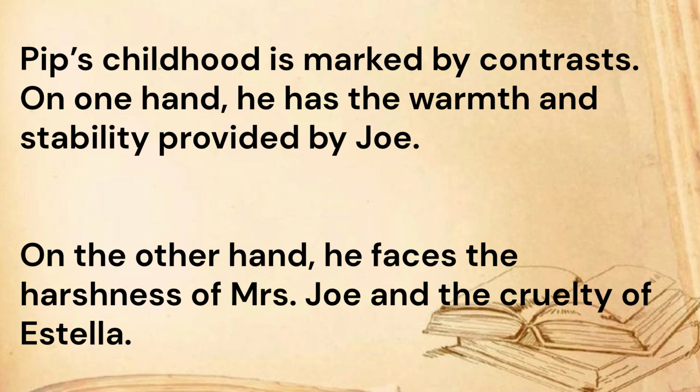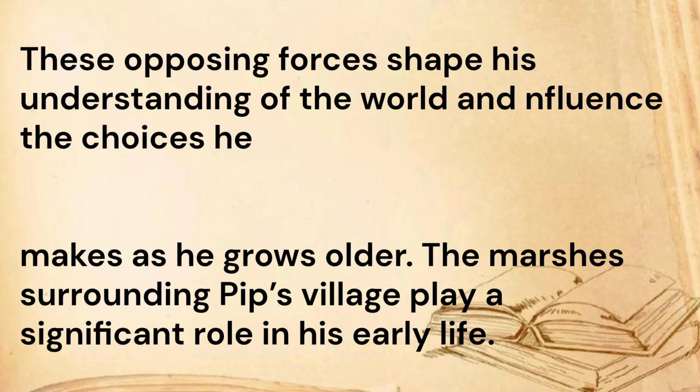Pip's childhood is marked by contrasts. On one hand, he has the warmth and stability provided by Joe. On the other hand, he faces the harshness of Mrs. Joe and the cruelty of Estella. These opposing forces shape his understanding of the world and influence the choices he makes as he grows older.